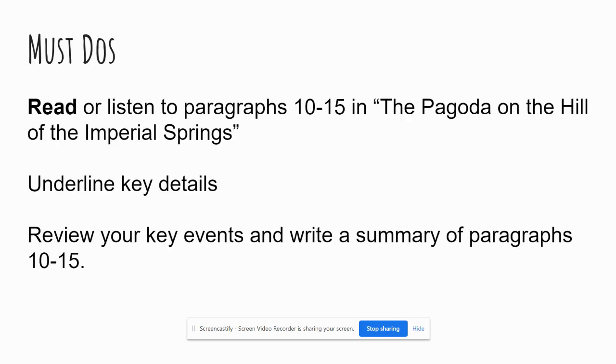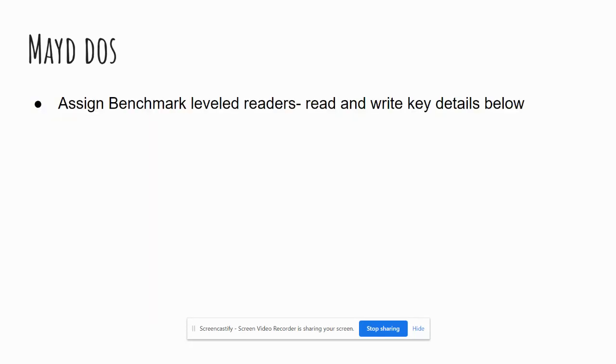Your must-dos for today are to read or listen to paragraphs 10 through 15 in The Pagoda on the Hill of the Imperial Springs. You will be underlining key details today. And then afterwards, you need to review those key events and write a summary of paragraphs 10 through 15. Your may-dos are to read your assigned leveled readers.